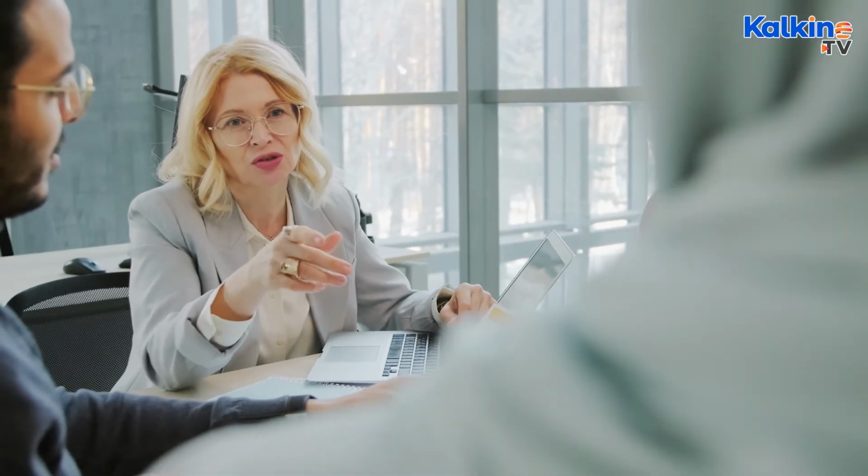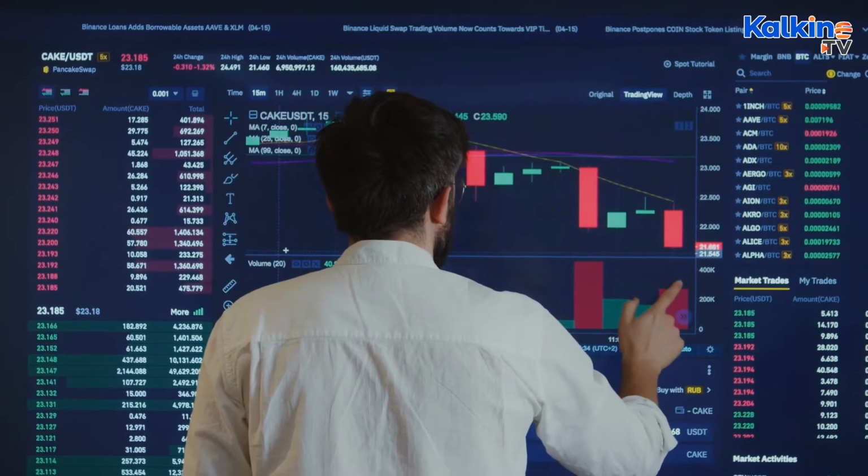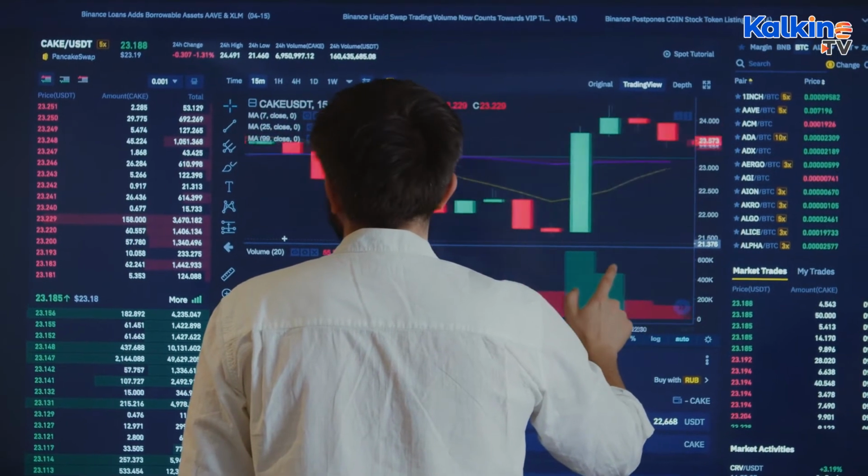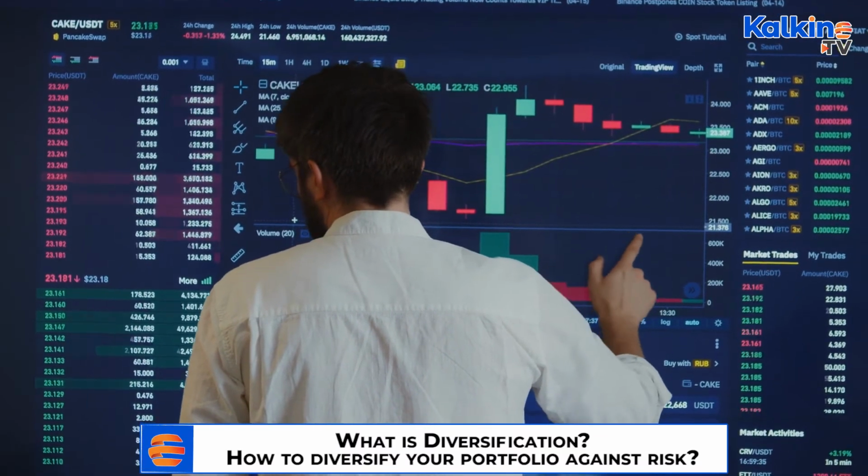The underlying premise of diversification is that at any point of time an asset class may take a severe hit due to a fundamental or technical reason. However, the same happening with other asset classes at the same time is highly unlikely.